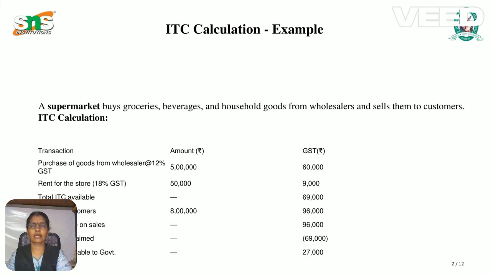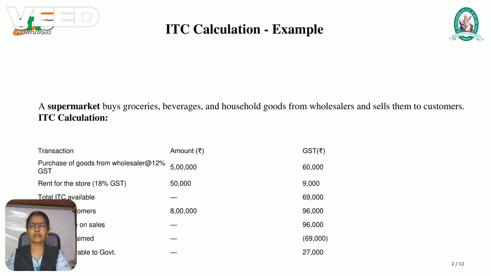Before we calculate the tax exemption, we have to see some calculation under the ITC. Suppose a supermarket buys grocery, beverages and household items from the wholesaler and sells them to the customers. At that time, the transaction happens between the purchaser and the seller, and they have to involve the GST when purchasing items.